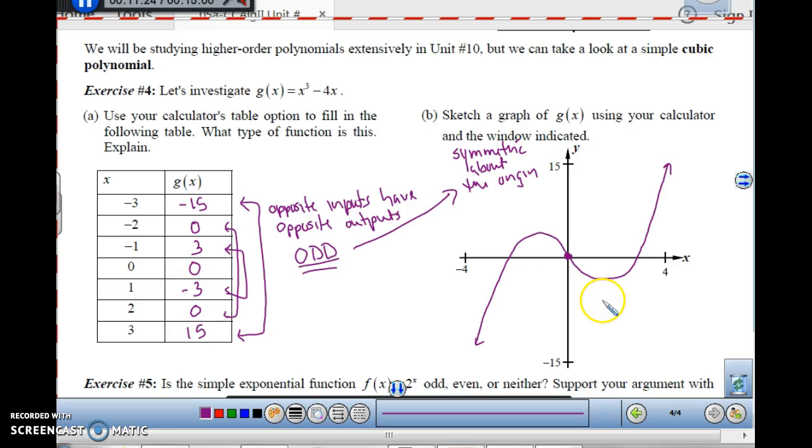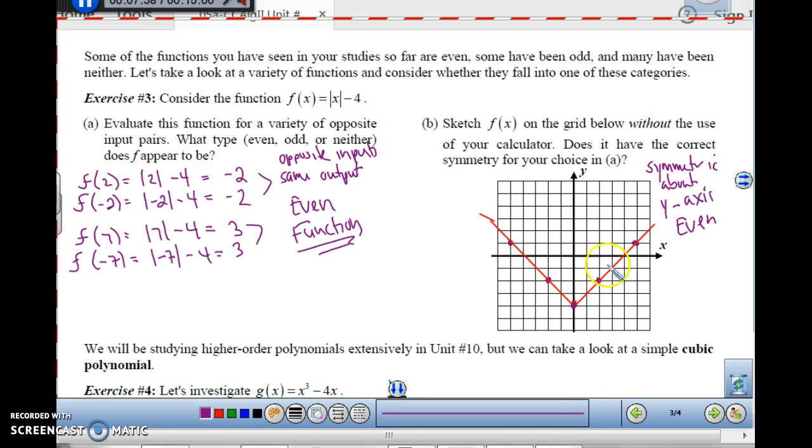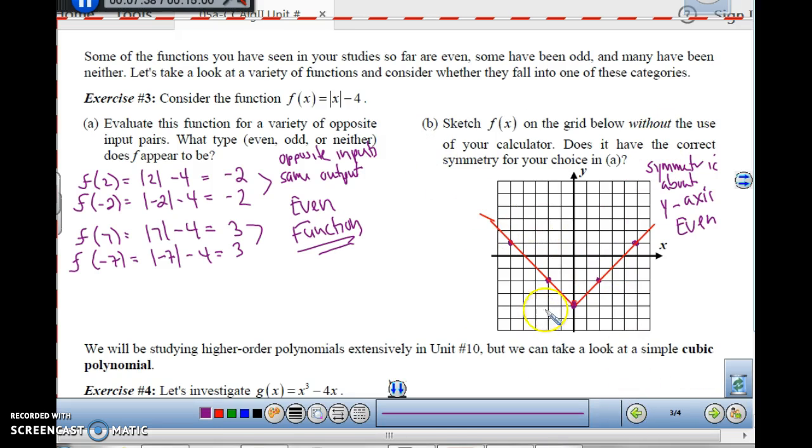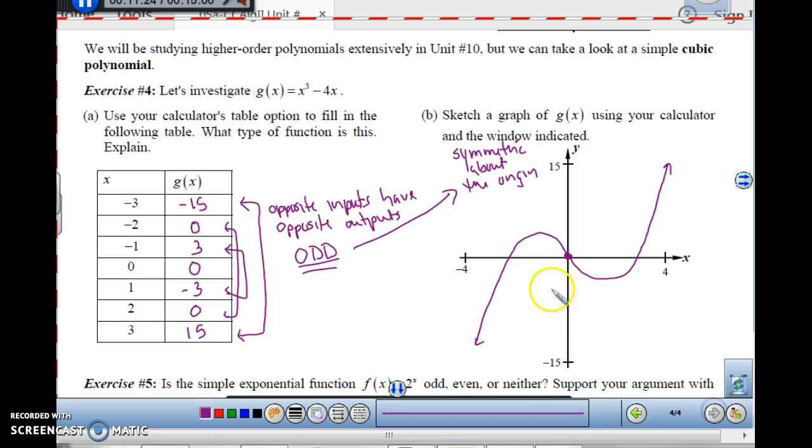All right, now notice when you do even and odd functions. Even functions are going to point up on both ends. Odd functions point in opposite directions on both ends. That's another way to look at it. So this is going up one way and down the other. This one is pointing up both ways. The ends point the same way is what I'm basically looking for. It's called end behavior.